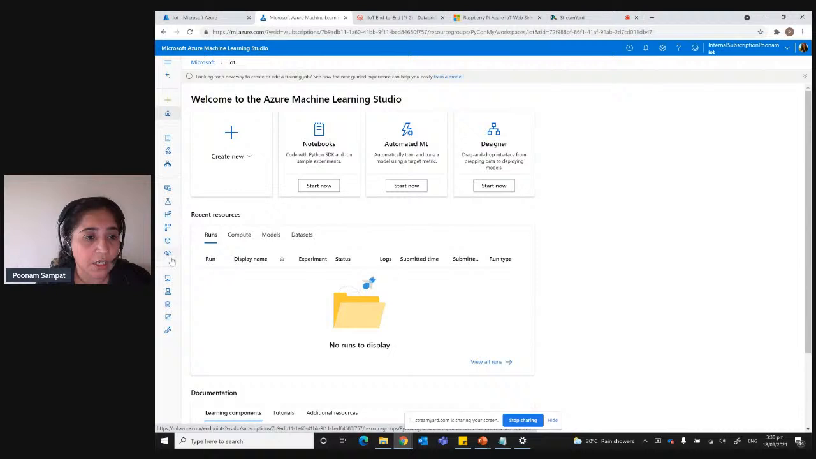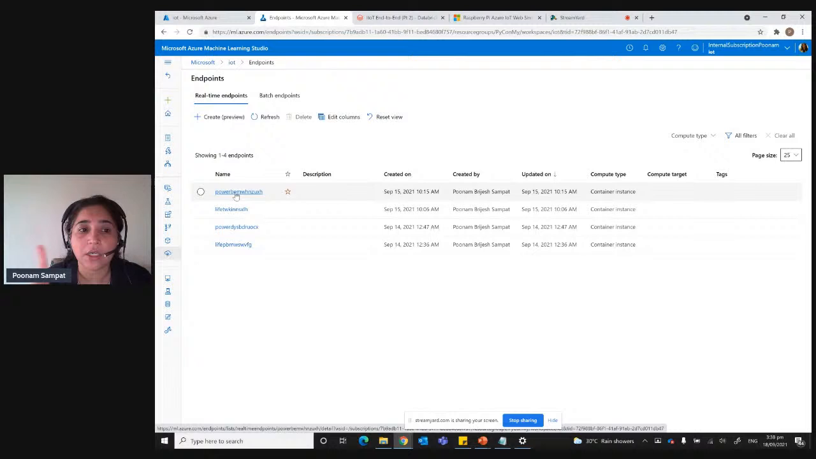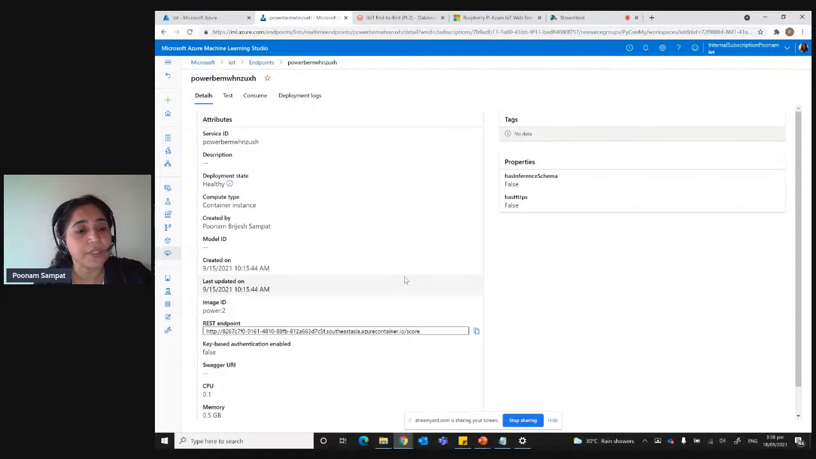So right now I've already deployed the endpoint. Remember, there were two models: a power model and a remaining life model. I have the power model here. I told you there would be an endpoint created, and this is what the endpoint is. You can use any language to consume this REST endpoint. So let's test it in the portal first.